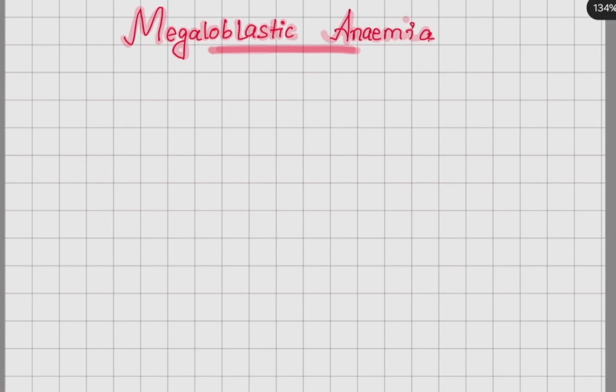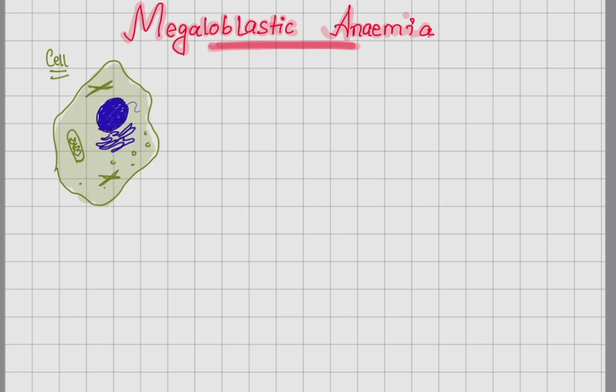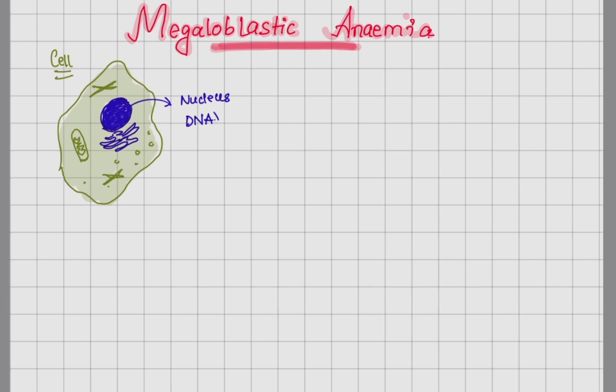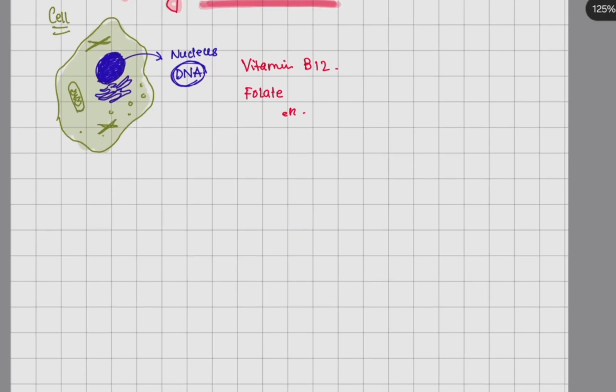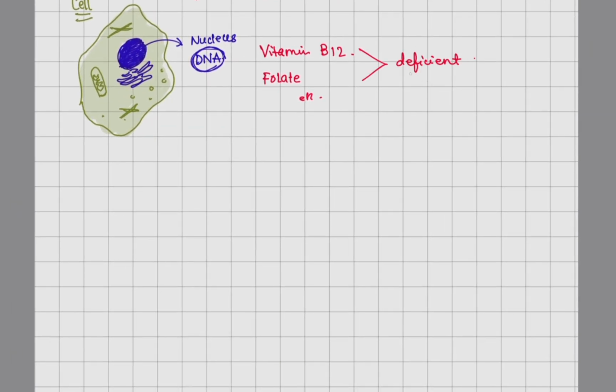Today we are going to start with the seventh topic of this series, which is megaloblastic anemia. So we know that in a cell we have a nucleus, and the nucleus has DNA. To make this DNA we need several items like vitamin B12, folate, etc. And when these vitamins are deficient, impaired DNA synthesis occurs, and impaired DNA synthesis leads to delayed nuclear maturation.